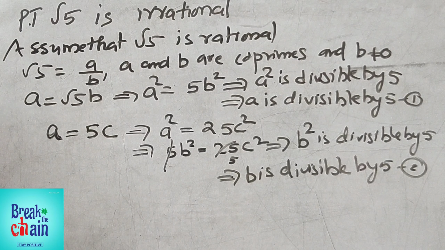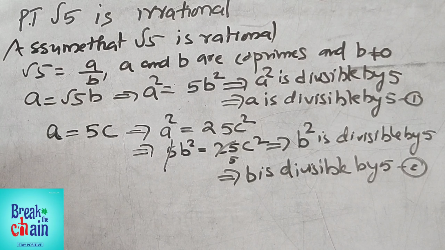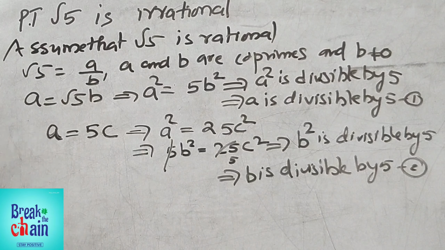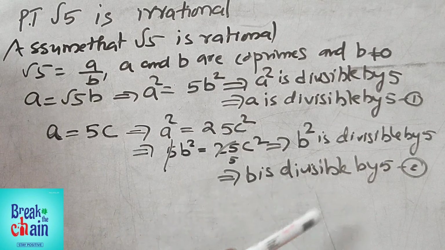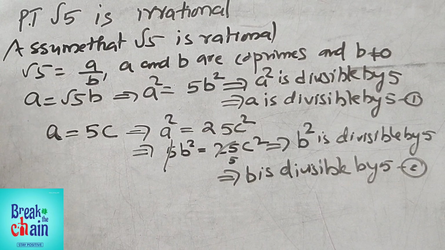Now what does equation number 1 and 2 says? Equation number 1 and 2 says A is divisible by 5 and B is divisible by 5. That means both A and B have a common factor 5. So if A and B have a common factor 5, it means that A and B are not co-primes. That means our assumption is wrong.